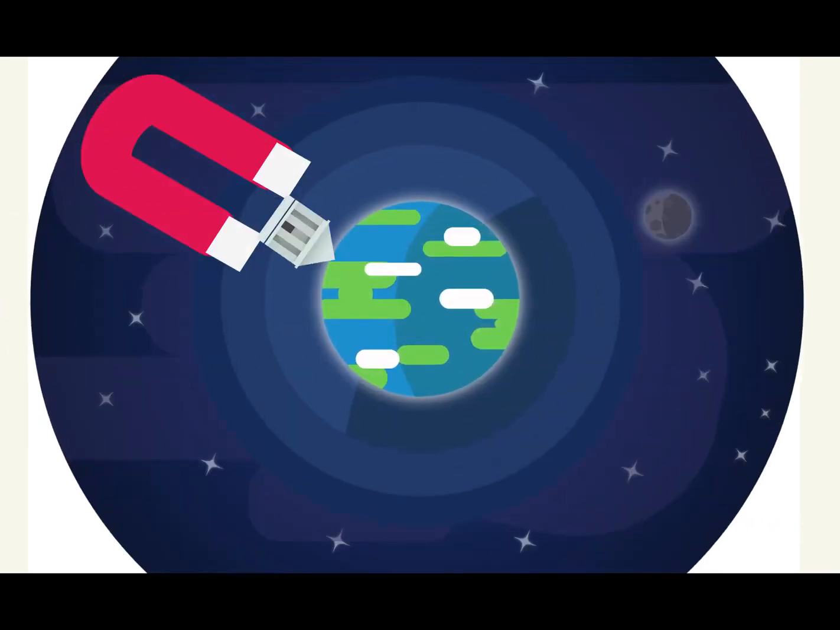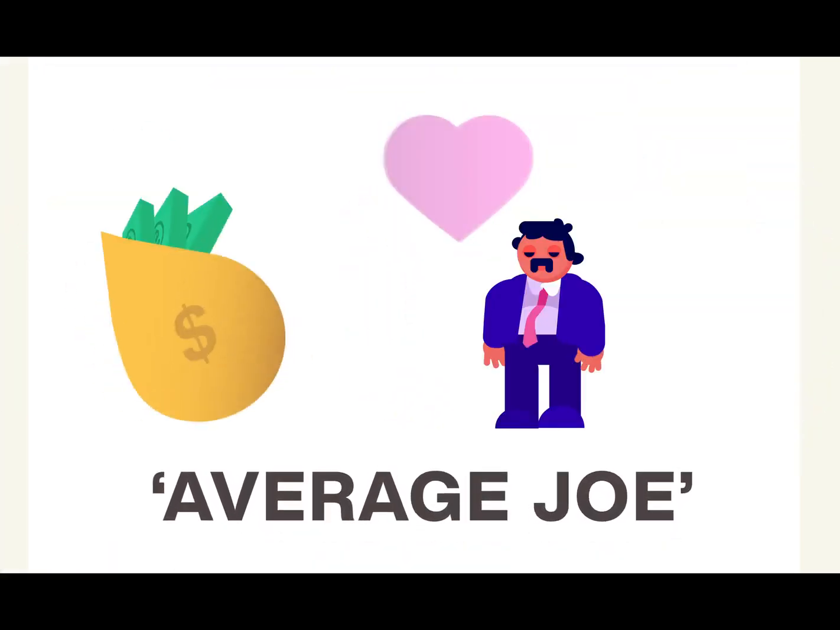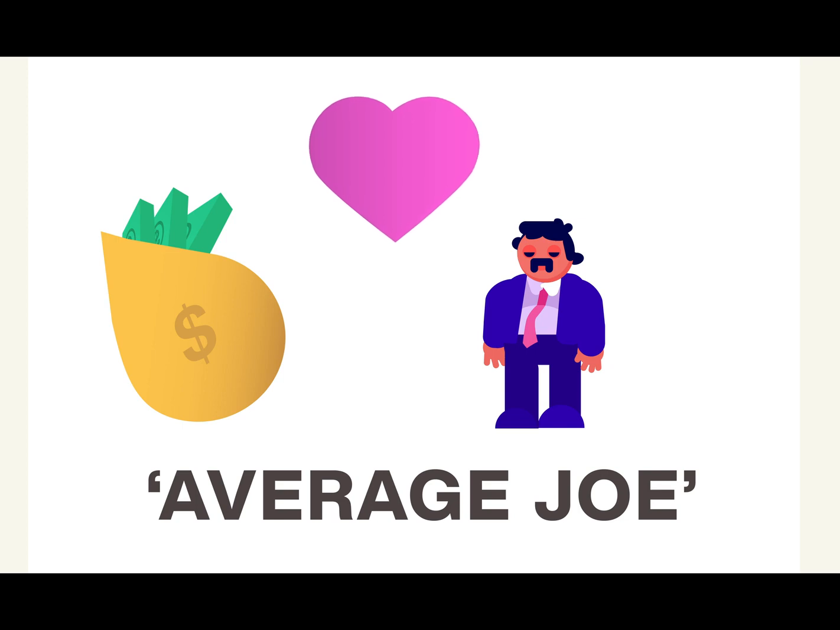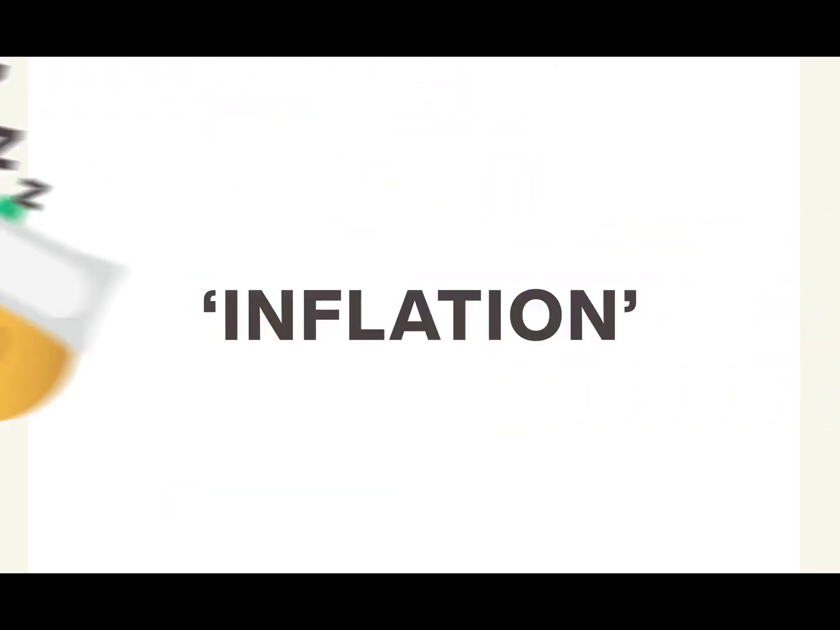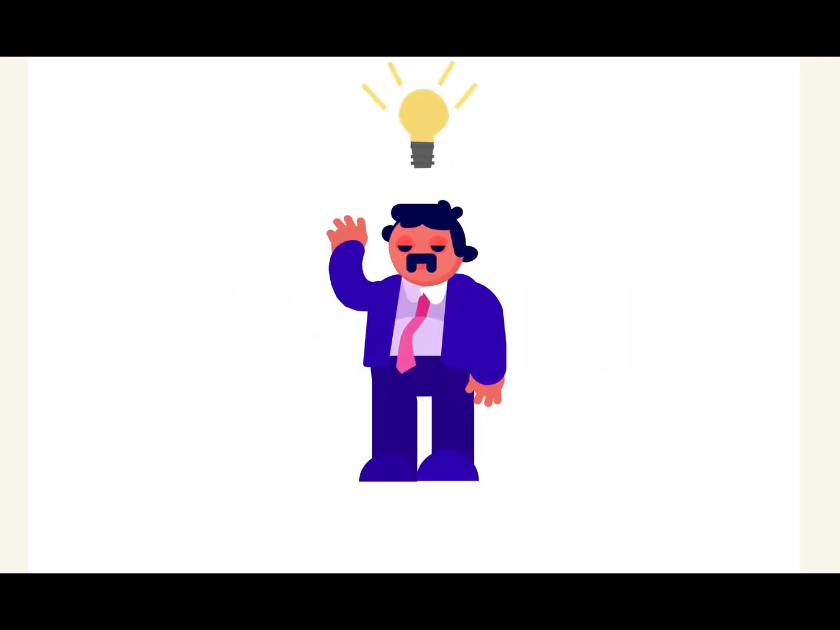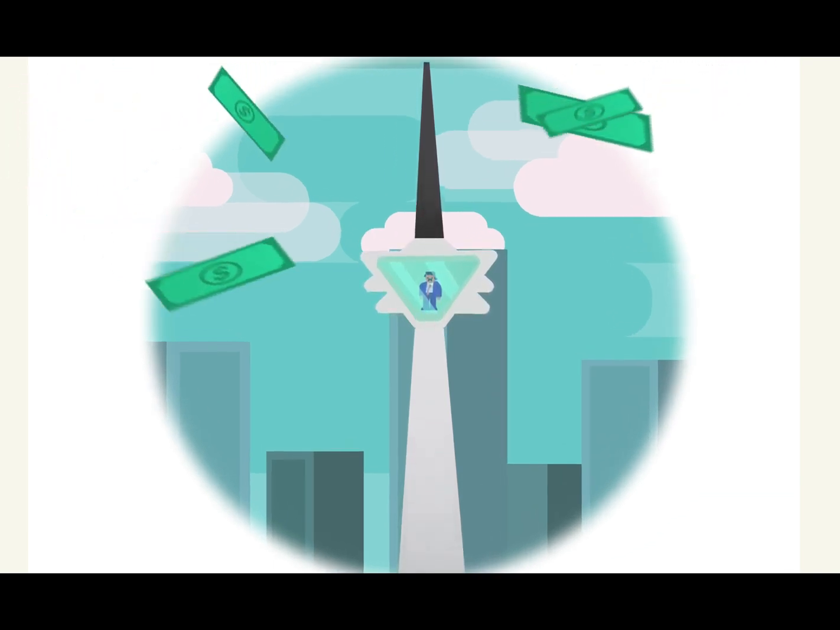Imagine a world without banks, and this average dude, average Joe. Joe has a sack of money, and Joe would like to keep that money. But if he were to just stuff that money under his pillow, it'll gradually lose its value over time due to a process called inflation. So what does Joe do? He gets this brilliant idea of investing his money into a mighty skyscraper. This way he'd earn interest, so that his money wouldn't just slowly fade away.